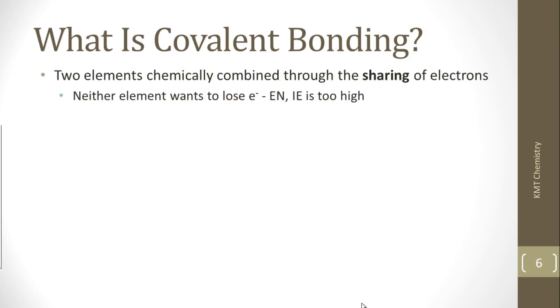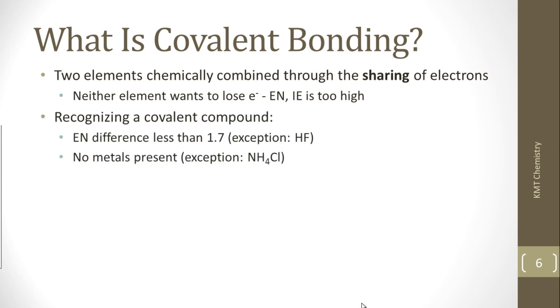Covalent bonding, unlike ionic, instead of transfer, you have sharing of electrons. The reasoning being that neither element wants to lose electrons because the electronegativity and the ionization energy are both too high to lose electrons. The easiest way to recognize a covalent compound is that the electronegativity difference is less than 1.7. Again, there are exceptions like hydrogen fluoride where the difference is 1.9. To get around the exceptions, look for compounds that do not have metals. However, there are exceptions here as well, ammonium being a polyatomic ion.